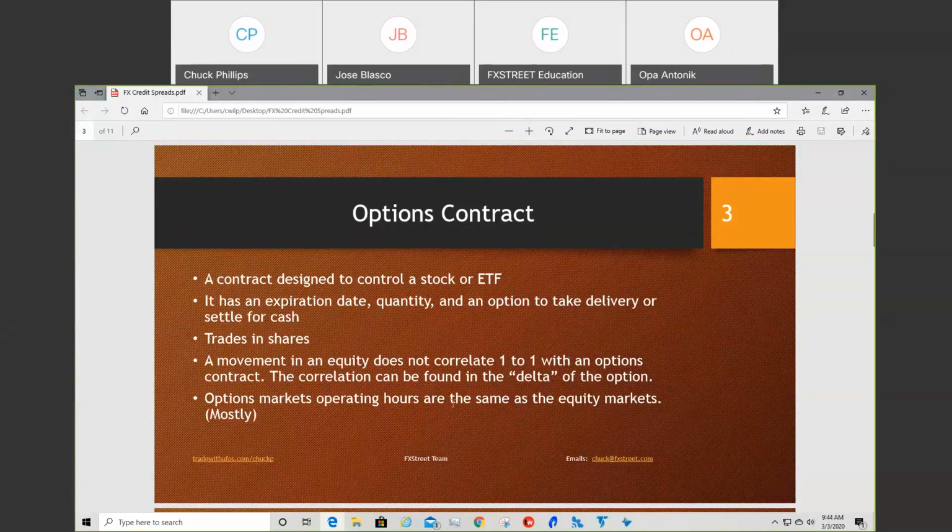Okay. And the options market operates the same hours as the equity market, so you can't trade after hours. There are a couple of exceptions, again, like the Russell, I think, and the SPX. The SPX is the actual index for the SPY, and there are some of those that close 15 minutes after. There's one actually on a Thursday that settles Friday morning, so some of those are a little tricky, but in general they all operate the same as the equity market.